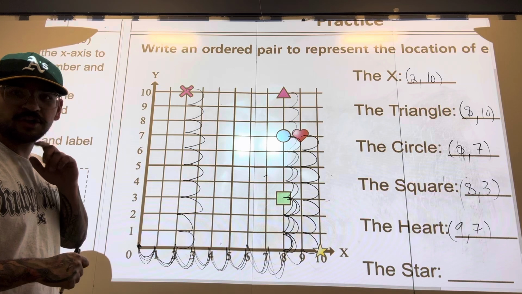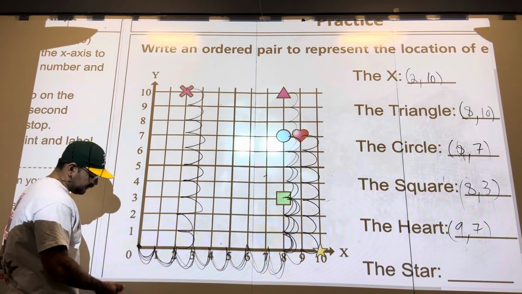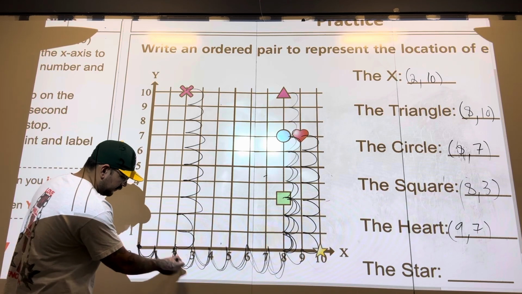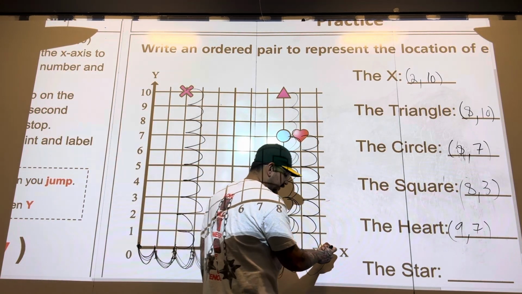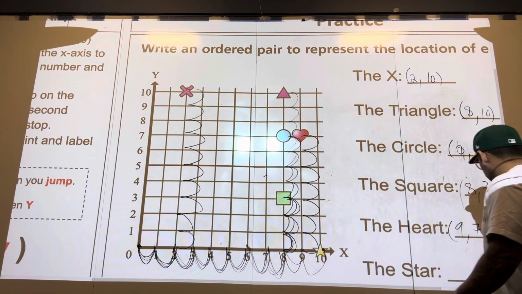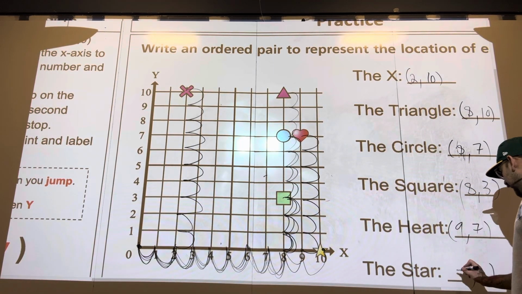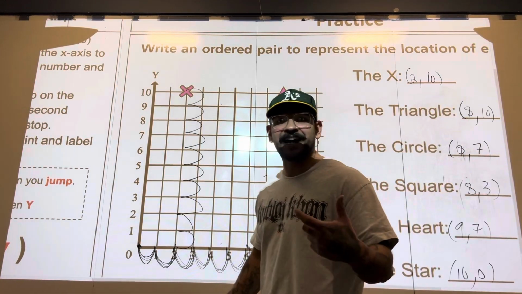That being said, let's go ahead and look for the star. Now, we're moving to the right. Let's figure out how many times. We have 1, 2, 3, 4, 5, 6, 7, 8, 9, 10. Am I moving up or down? No. So that'll give us a y value of 0, and our x will be 10. Our ordered pair will be 10 and 0.